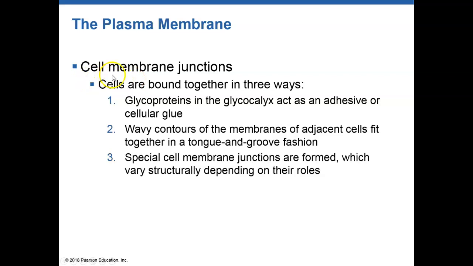The plasma membrane also contains cell junctions. A junction is a structure that binds cells together and allows for communication between cells. So there are multiple types of cell junctions that we'll talk about. Cell junctions help to bind the cells together. We also have glycoproteins that help to bind cells together.